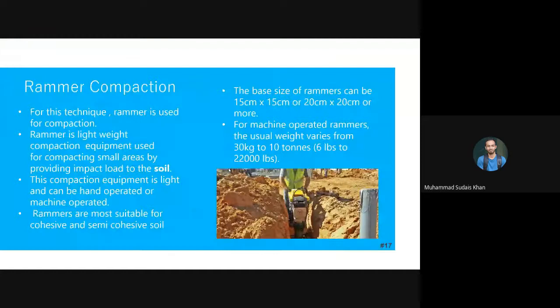Next. Okay, now we have rammer compaction. So basically, a rammer is a handy tool which can be operated with the help of hands. It is a lightweight compacting equipment, so we can use it in small areas. So this compaction equipment is light and hand operated, as I already stated. Rammers are mostly suitable for cohesive and semi-cohesive soil. Then we have the dimensions. The base can be 15 by 15 centimeters or 20 by 20 centimeters, and its weight can vary from 30 kg to 10 tons.